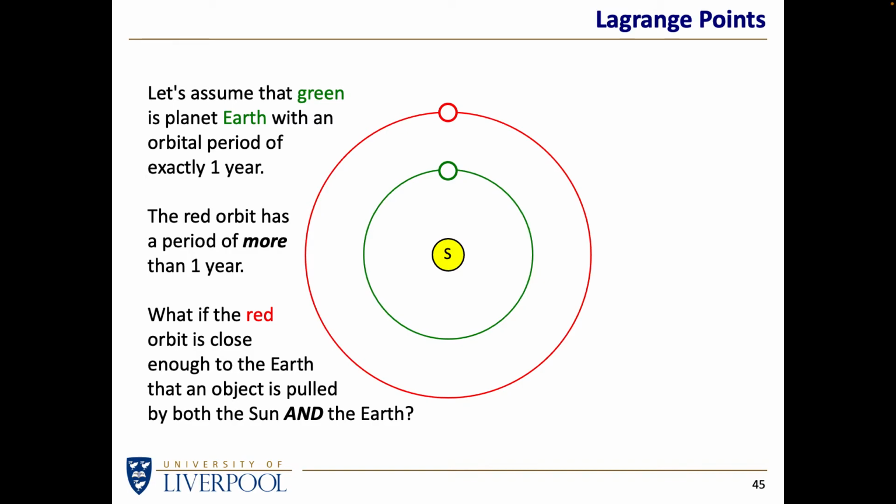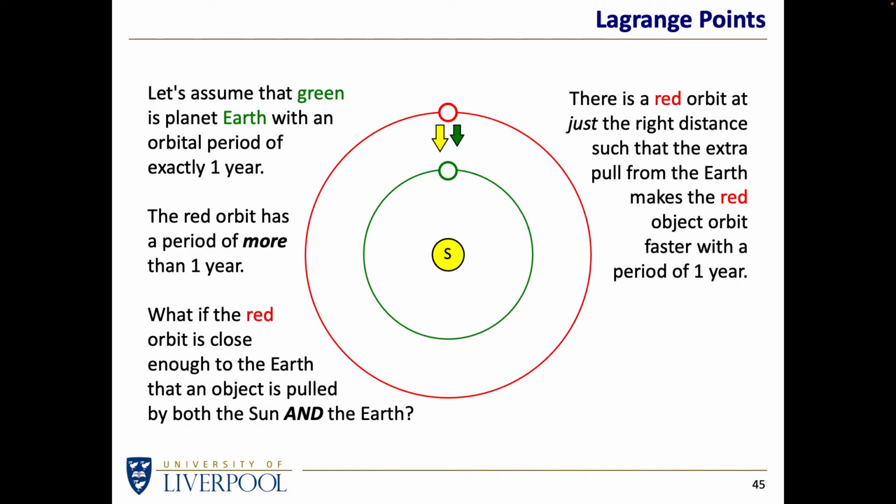But what if the red orbit is close enough, so this isn't necessarily to scale, what if the red was only slightly outside the green orbit, so that the red object is close enough so that it's pulled not only by the sun, but also pulled by the Earth? So an object there in the red orbit still is pulled to the sun, but there's now an additional, rather weaker pull towards the Earth itself. And remember, the red and the green orbits are relatively close together. It is possible, we're not going to do the maths, but it is possible to find a red object that's just at the right distance from the Earth, such that the red object is pulled towards the sun and pulled towards the Earth, and that means it ends up going faster with a period of 1 year. Remember, stronger gravitational pull means things move faster.